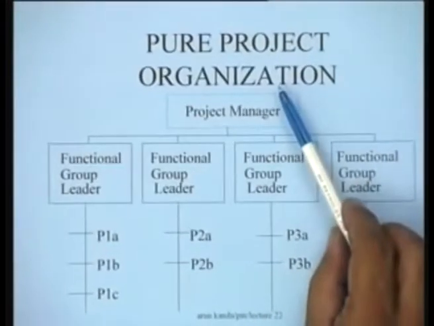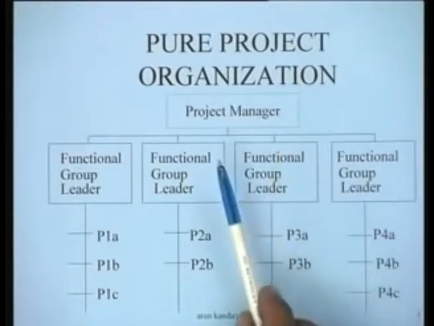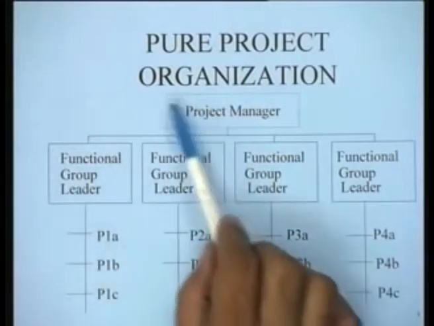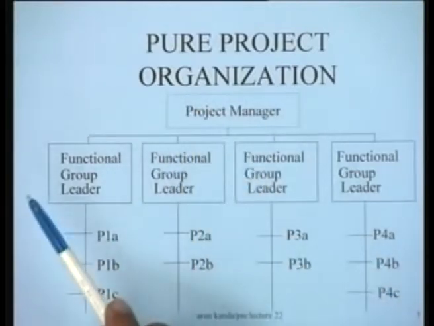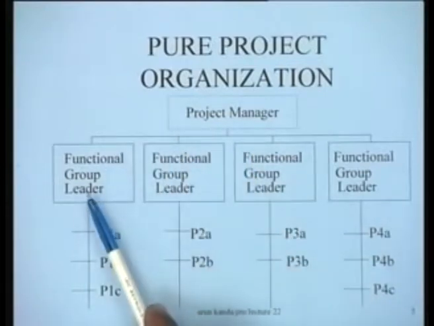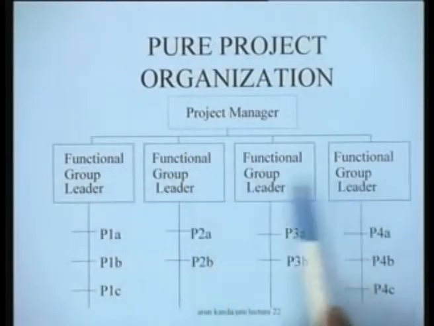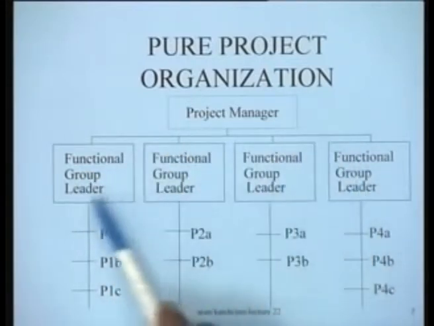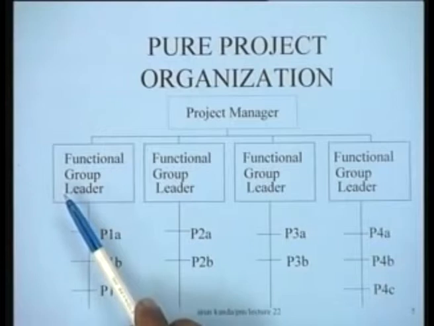Now what is a pure project organization? Here the organization structure is dictated by the project. So you have a project manager at the helm of affairs, and under him, for his needs, are the functional group heads who are going to contribute to the implementation and planning of this particular project.